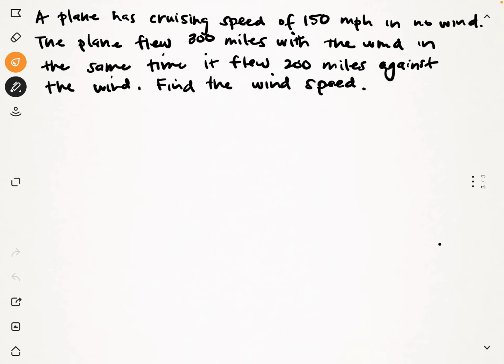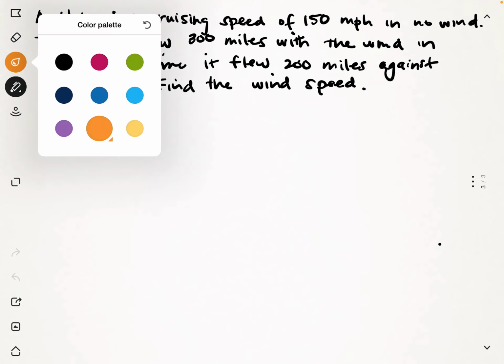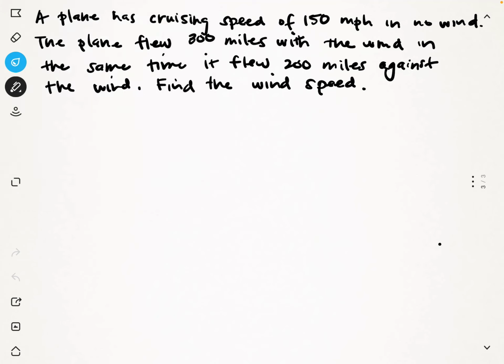Okay, the second one, this time we're talking about a plane. This one's a little bit different. So we're traveling with the wind. There's another type of problem that talks about traveling in a boat against current and with current, but they work out the same way. So it says a plane has cruising speed of 150 miles per hour in no wind, which is pretty slow. The plane flew 300 miles with the wind. In the same time, it flew 200 miles against the wind.